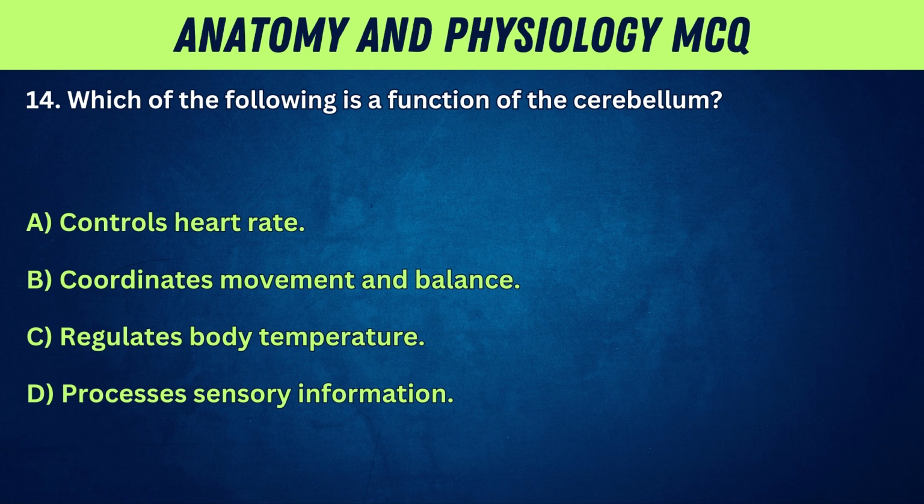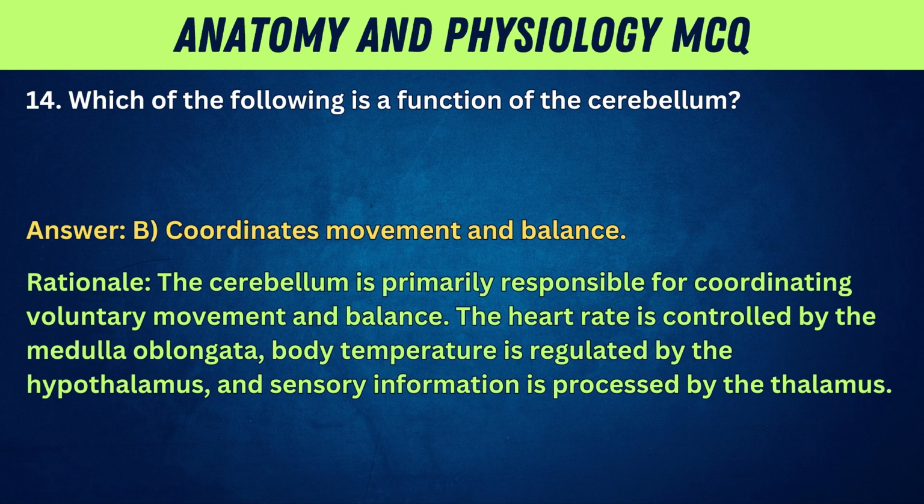14. Which of the following is a function of the cerebellum? A. Controls heart rate. B. Coordinates movement and balance. C. Regulates body temperature. D. Processes sensory information. Answer: B. Coordinates movement and balance. Rationale: the cerebellum is primarily responsible for coordinating voluntary movement and balance. The heart rate is controlled by the medulla oblongata, body temperature is regulated by the hypothalamus, and sensory information is processed by the thalamus.